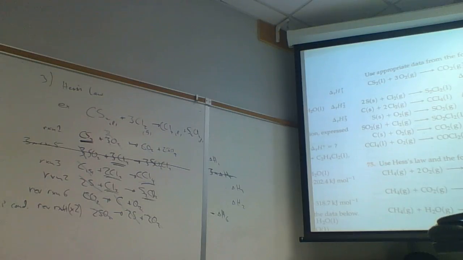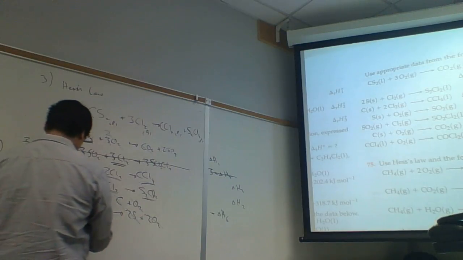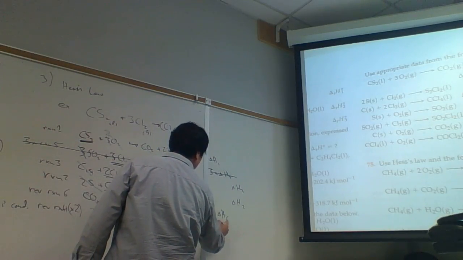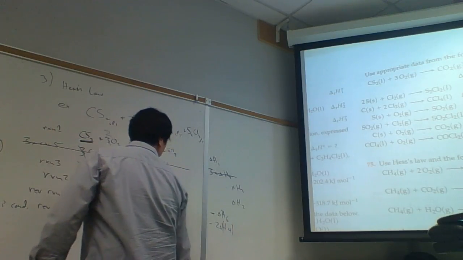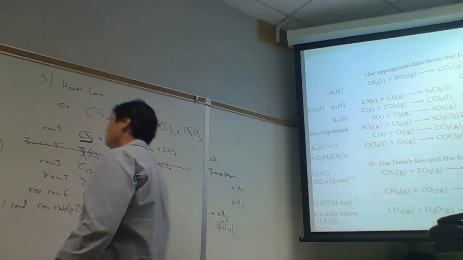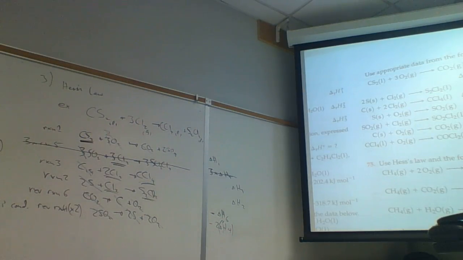We got delta H1 plus delta H3 plus delta H2 minus delta H6, or plus or minus delta H6. And then this last one, which is the reverse of 4 times 2. So minus 2 times delta H4. And so just put in the numbers.